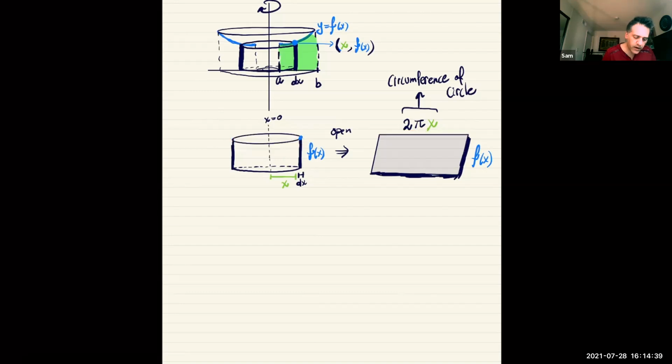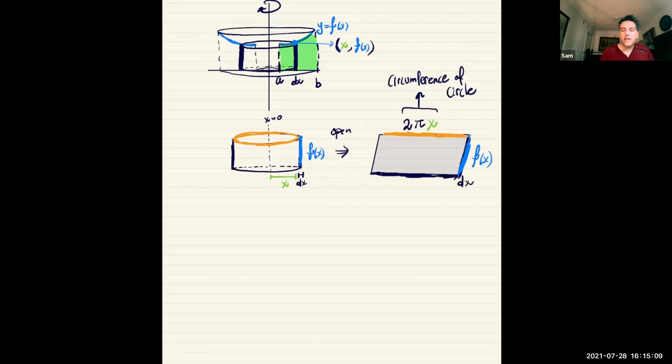And I could use a color here if you want. Let me draw that in orange. And it has some thickness. So there. That's that. And then the thickness of the box is just dx, okay?